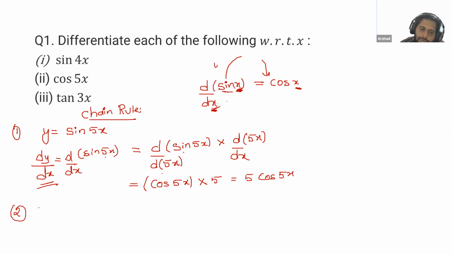There's no need to note this down. Please try to solve this question. Y is equal to cos x square. Everyone, please try this and let me know if you have any doubt in this one.